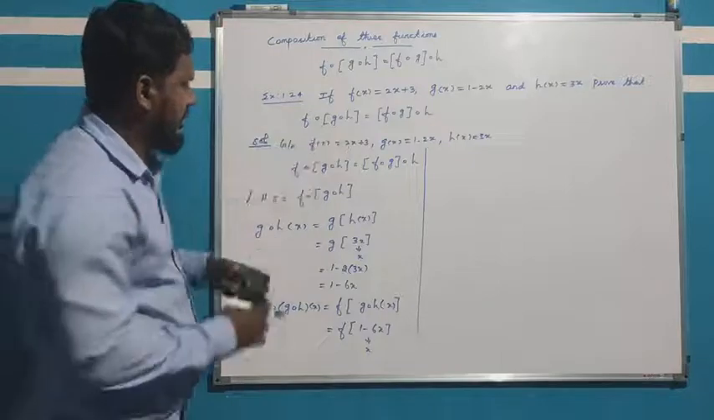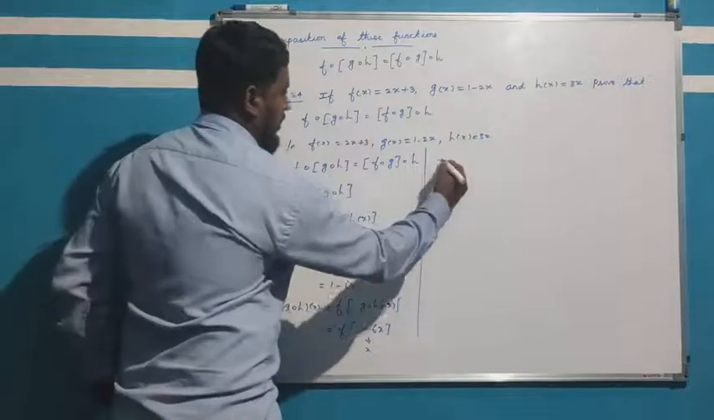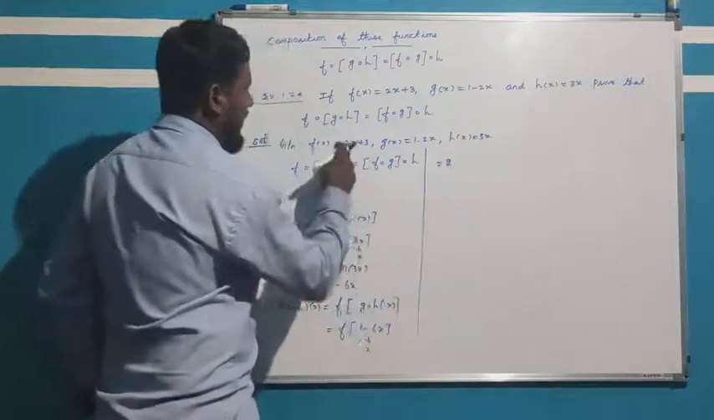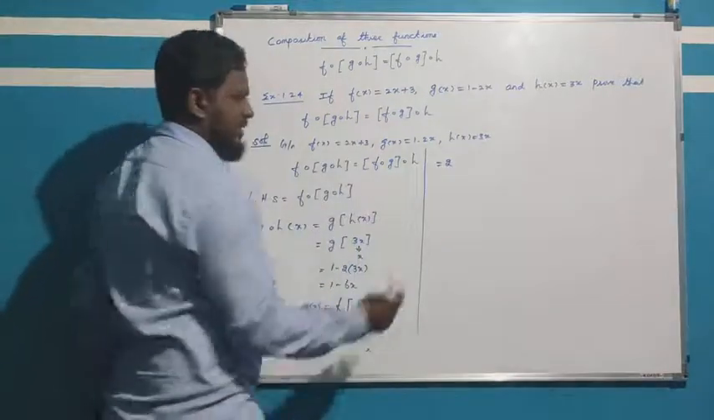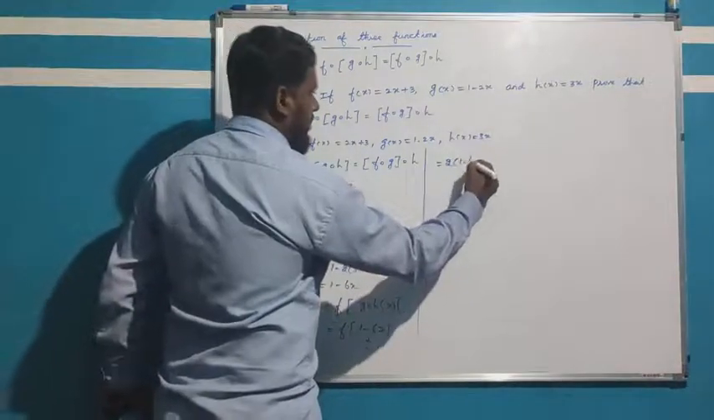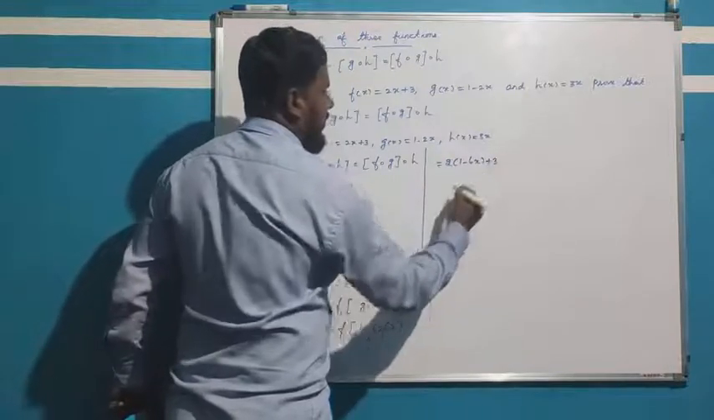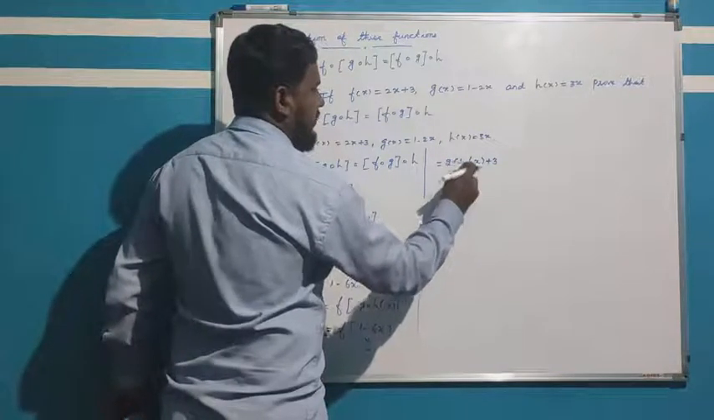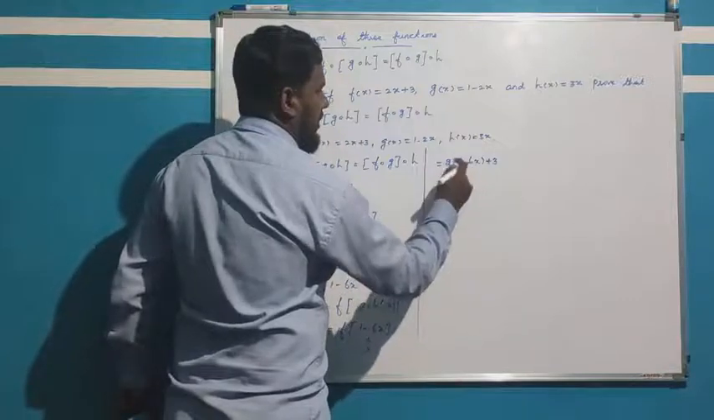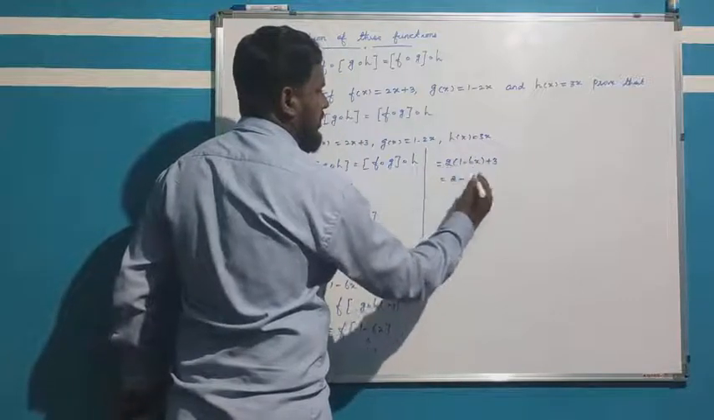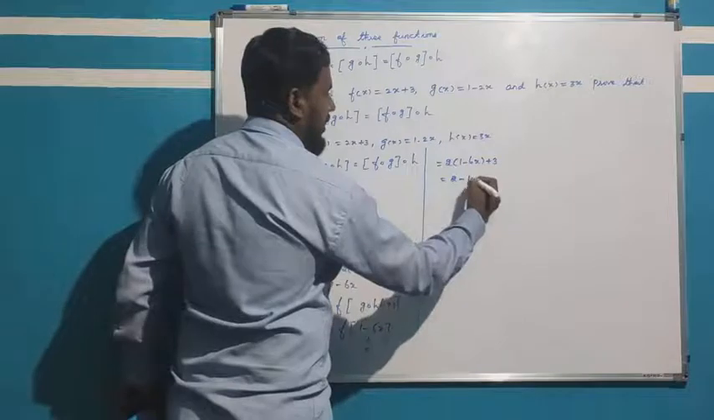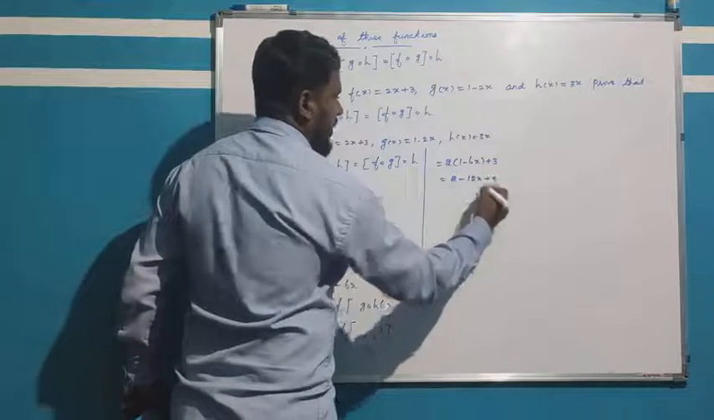f(x) is what there? 2x plus 3. So in place of x we have to substitute 1 minus 6x. So 2 into (1 minus 6x) plus 3. Now what will we get? 2 into 1 is 2, plus 2 into minus 6x, which is minus 12x, plus 3.